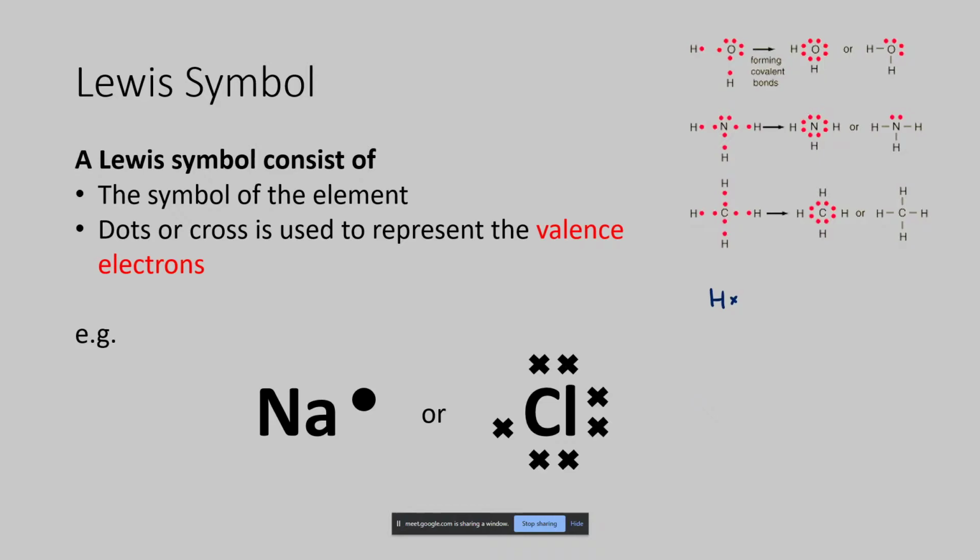Okay, now we dah tahu Lewis symbol. Alright, so nanti kita tengok. Okay, untuk sodium ni, contoh sodium untuk Lewis symbol, doesn't matter kalau you letak the electron valence dekat sini ke, dekat sini, or dekat sini, sama, betul je.